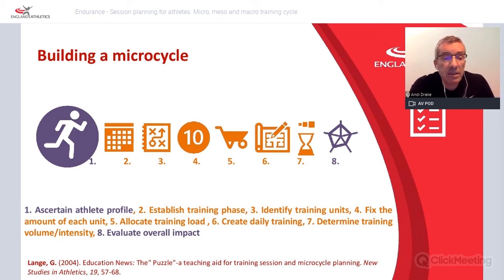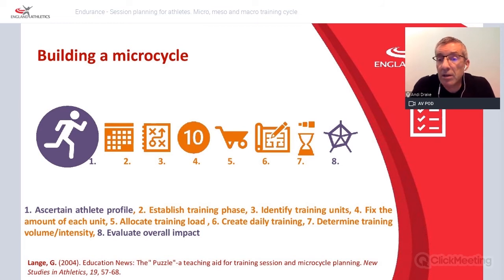So Gunter talks first about how you need to work out the profile of your athletes. That takes us back to that technical, tactical, physical, and mental profile of the performer. We then need to work out what that training phase is. Actually, as I just said, is it general preparation, or is it more specific, or are we right into a competition phase of the year? So work out that.